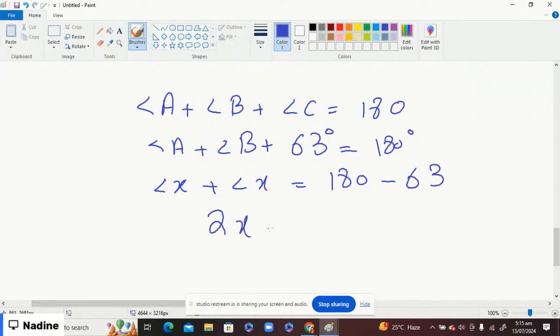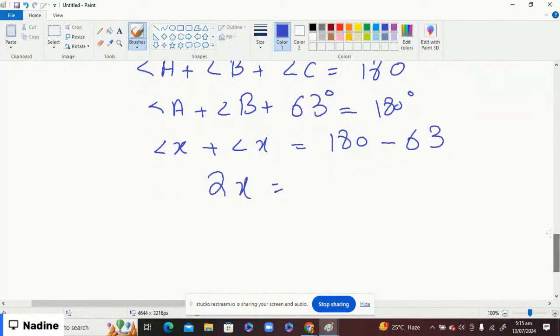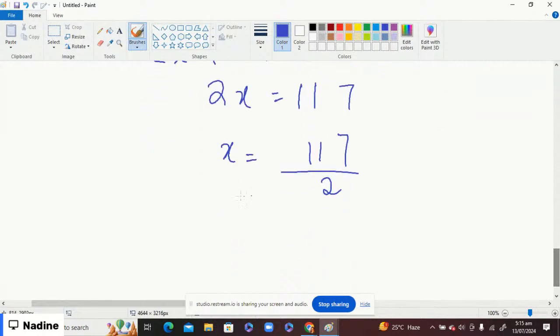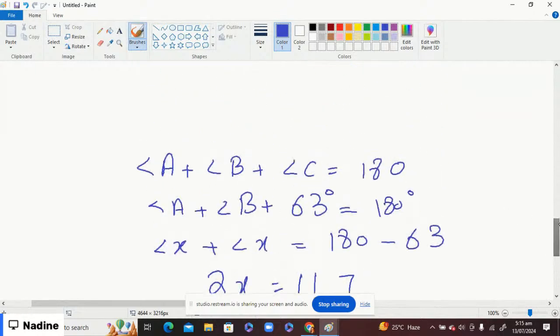Here it becomes 2x, which, when you subtract, is 117. So what is the value of x? It's 117 divided by 2. When you divide it, that is your answer. Okay, this is the way to solve it.